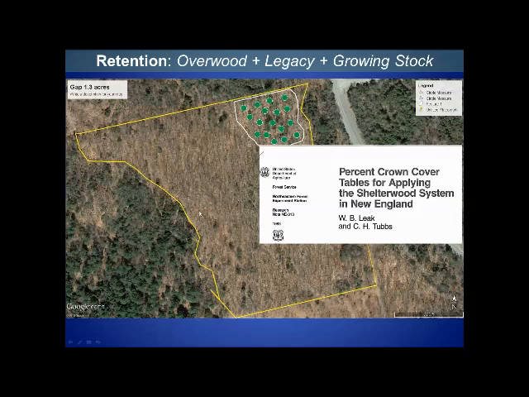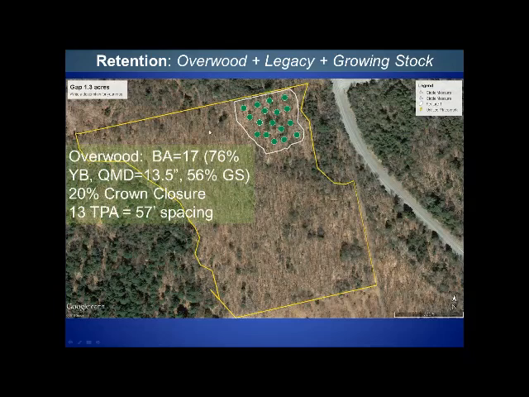So for yellow birch here, we want a fairly open canopy. We marked this and actually tallied it as a sort of research exercise in preparation for this webinar too. We had 17 square feet of yellow birch, 13 inches roughly. 76 percent of that overwood was yellow birch. 50% of these birch trees were also growing stock, so they're doing double duty, some of them just for seed. If you look at Bill's publication there, that's 20% crown closure, 13 trees per acre, 57 feet apart. Okay, so there's our overwood, very open.